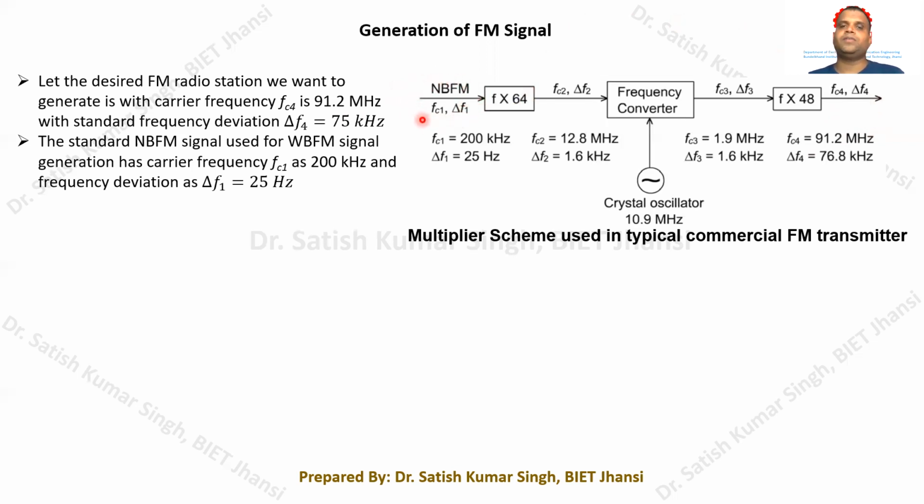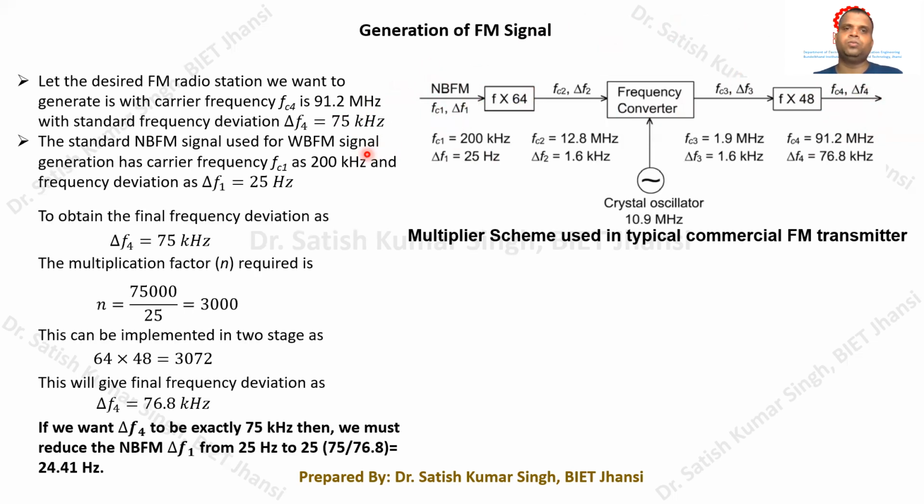So how much are we having? We have 200 kilohertz of carrier here, and an initial frequency deviation equal to 25 hertz. So these need to be converted into these values, in which we have a carrier frequency of 91.2 megahertz and a frequency deviation equal to 75 kilohertz. So how to proceed with this? Basically, to convert this NBFM signal into this WBFM signal, first of all, we need to obtain certain parameters.